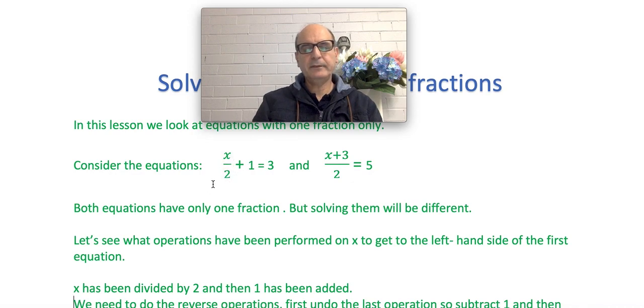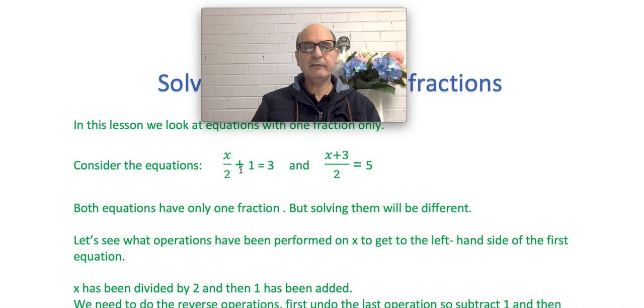Okay, what has happened? x has been divided by 2 first. Remember, fraction means dividing. x has been divided by 2, then 1 has been added to that. So two things have happened to x. One is that it's been divided by 2, then 1 has been added to that. We got to undo it in a way that we undo the last operation first. In this case, 1 has been added as the last operation, so we undo it by taking away 1.